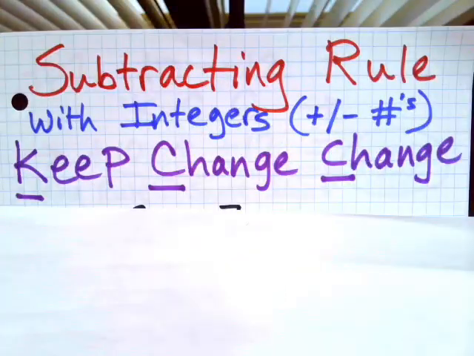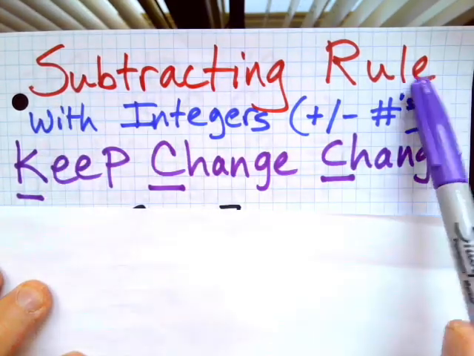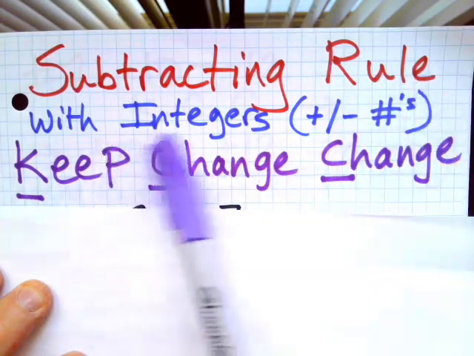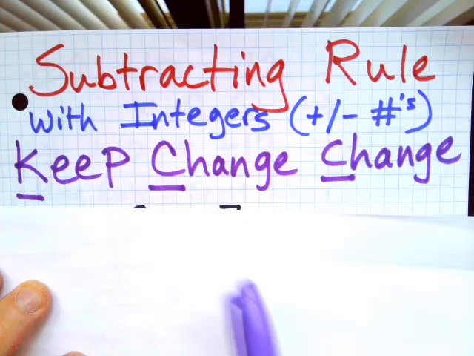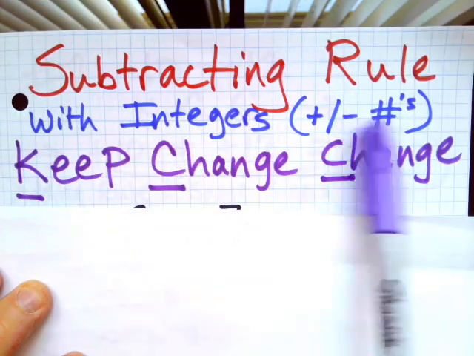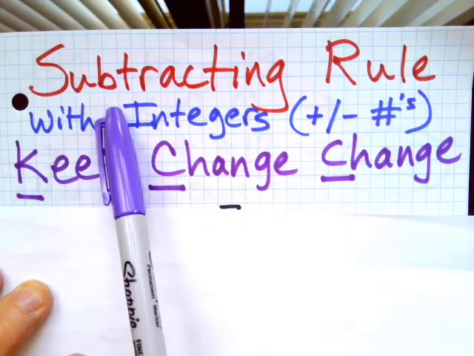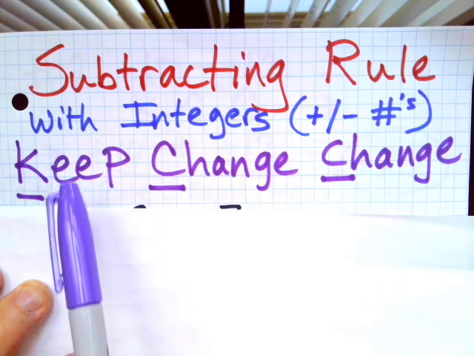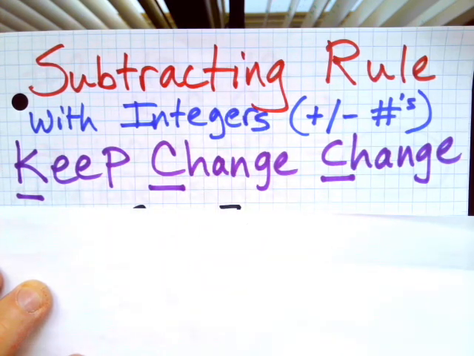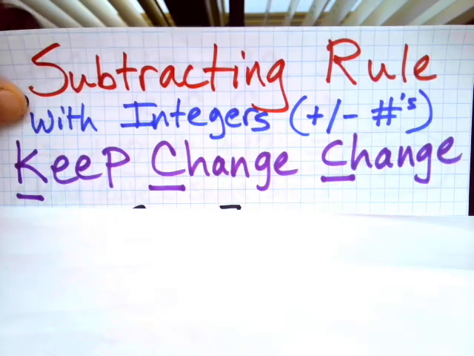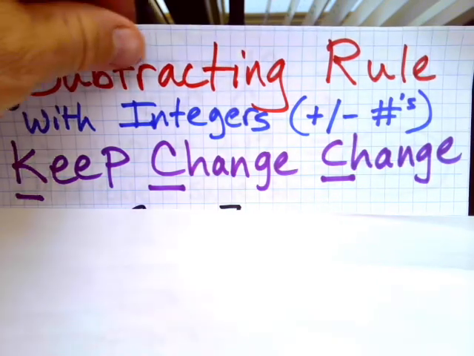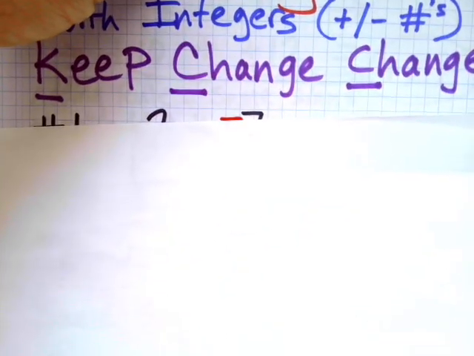Okay, moving forward. Let's take a look at a few more examples. And remember, this is the subtraction rule, right? With integers, those are positive and negative numbers. So anytime we're subtracting with positive and negative numbers, we do a keep, change, change. What does that do? That changes it into an addition problem. And you know those rules. Same sign, add, different sign, subtract.